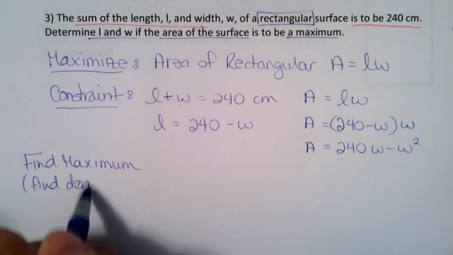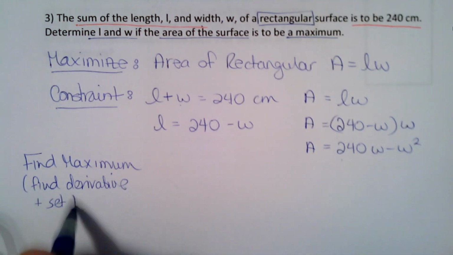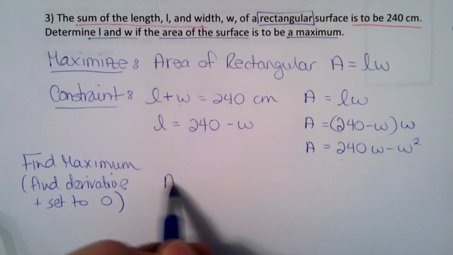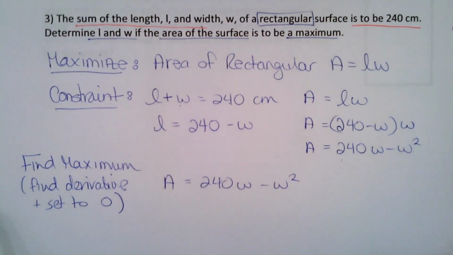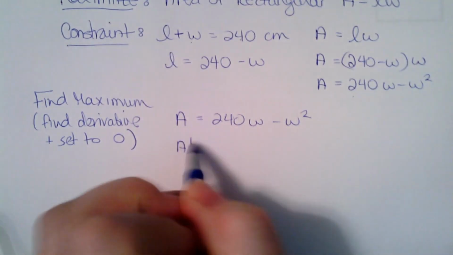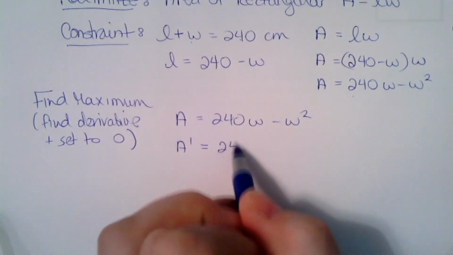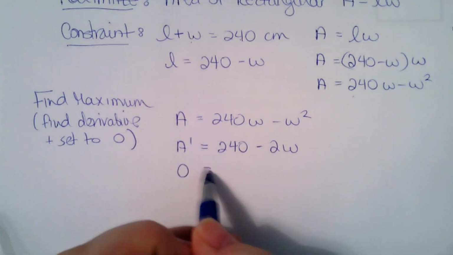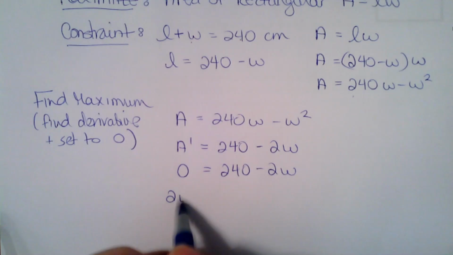Find the derivative and set to 0. So here's the initial formula before I've taken the derivative. Okay, make sure you don't go so quick you forget to take the derivative. I've seen that before. So the derivative here is 240 minus 2w. Set this equal to 0. Solve.